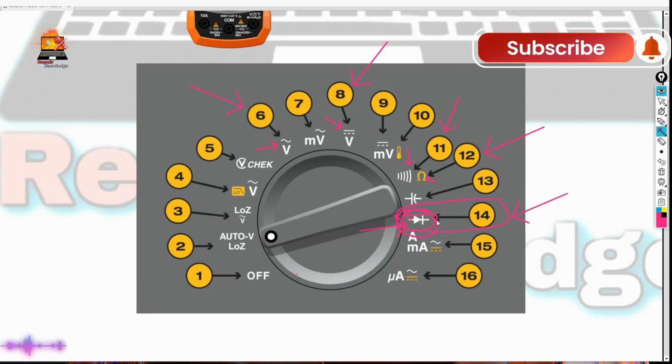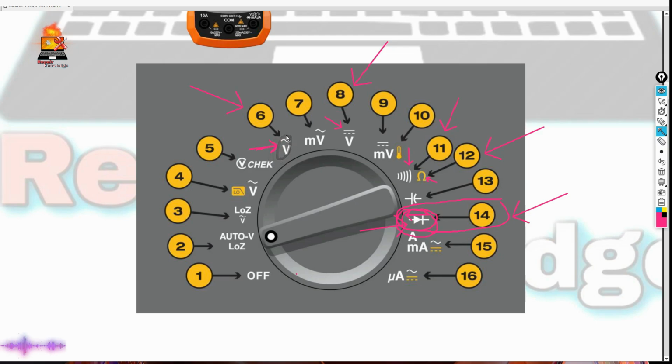And what's the last one? Fifth is the diode symbol. Its name is diode. I will tell you right now: first is AC, second is the DC symbol, third is the continuity symbol, in which it beeps, fourth is the symbol of ohms, write ohms inside the book. And fifth is diode mode. Whenever I talk about diode mode somewhere in the future, you should remember which is the diode mode in the multimeter. So this is our fifth, diode mode.